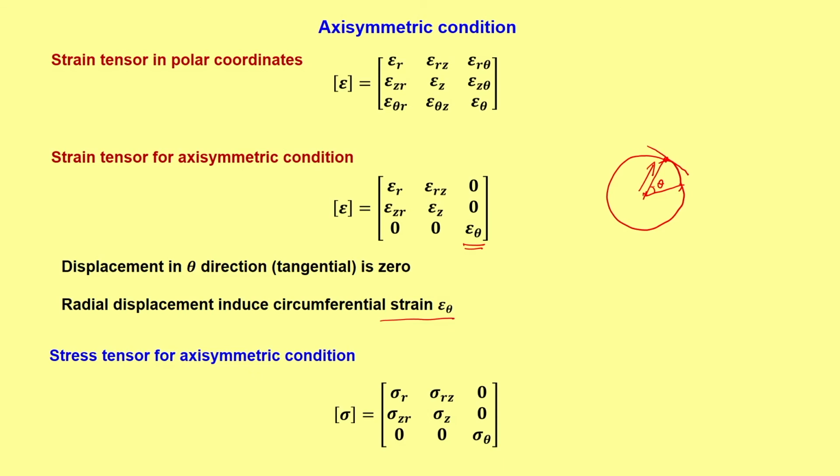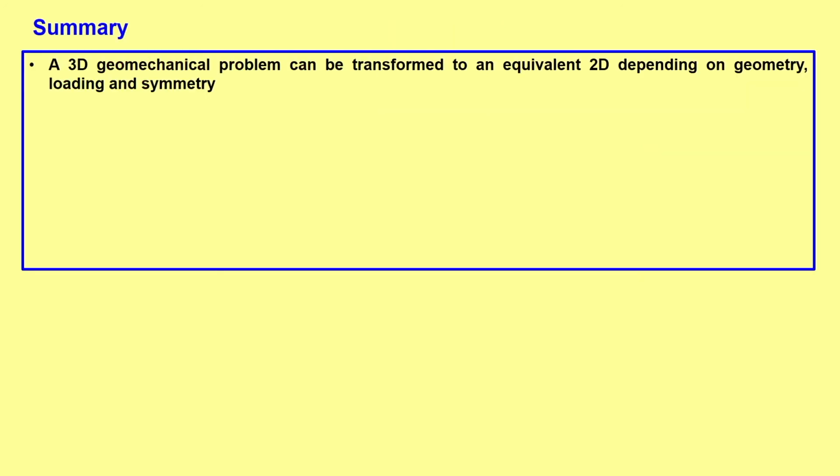The stress tensor for the axisymmetric condition is sigma r, sigma rz, sigma zr, sigma z and sigma theta, much like the strain tensor. Now we have just introduced the possibilities of 3D to 2D idealization. We will summarize: a 3D geomechanical problem can be transformed to an equivalent 2D depending on geometry, loading and symmetry.